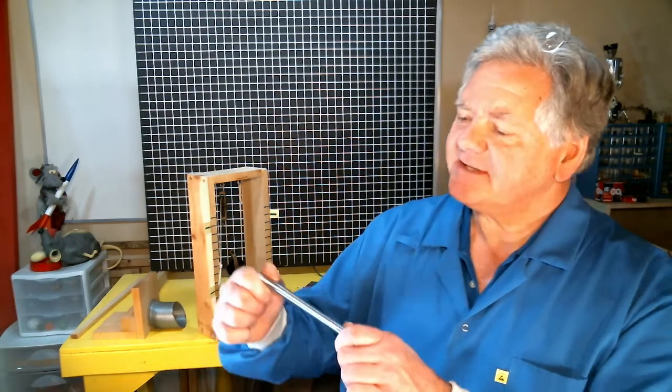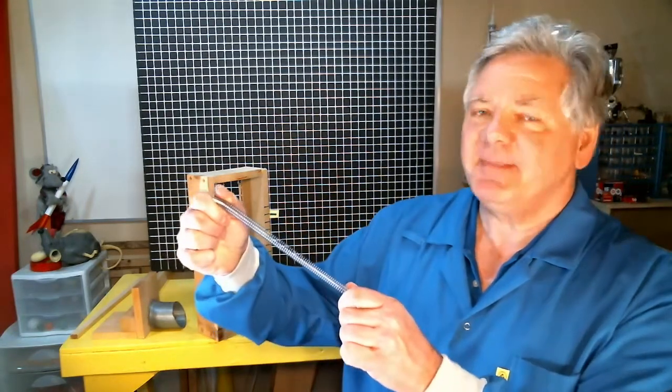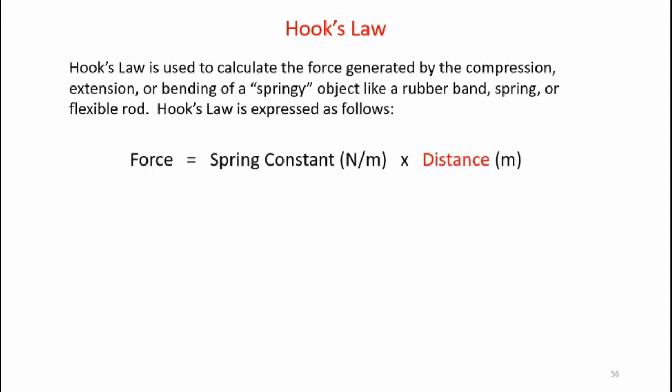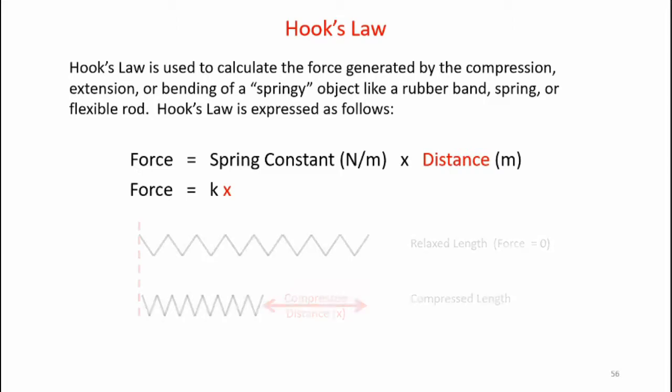Okay, now let's take a look and see how work comes into play with mechanical springs. Springs are governed by Hooke's law. And Hooke's law is used to calculate the force generated by the compression, extension, or bending of a springy object like a rubber band, a spring, or even a flexible rod. Hooke's law is expressed as follows. Force is equal to spring constant times distance, or F = kx, and units are newtons per meter times meter equals newtons, which is the units for force.